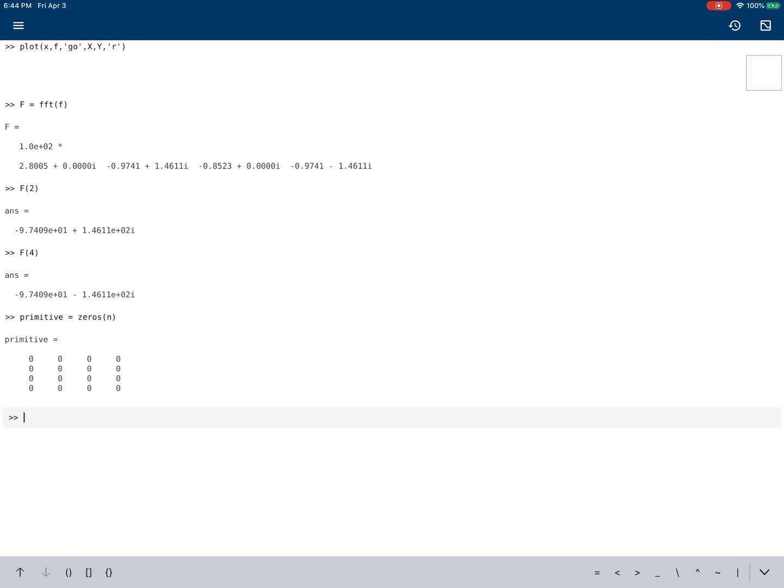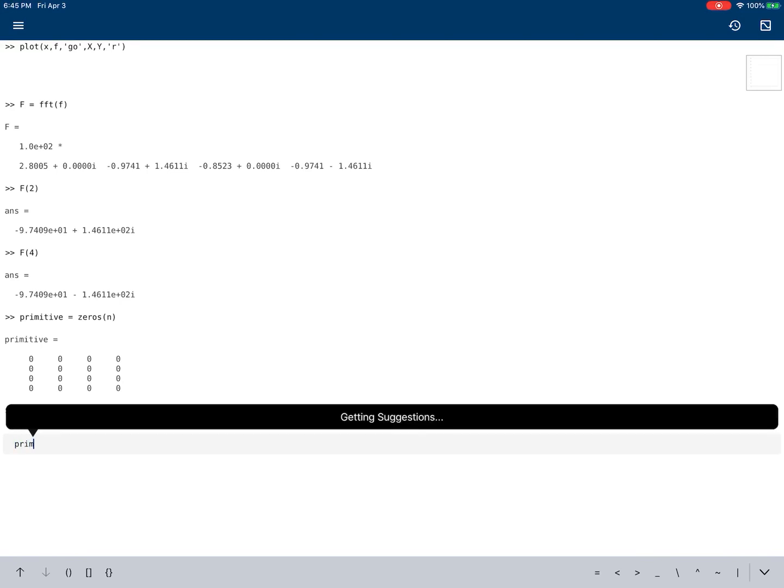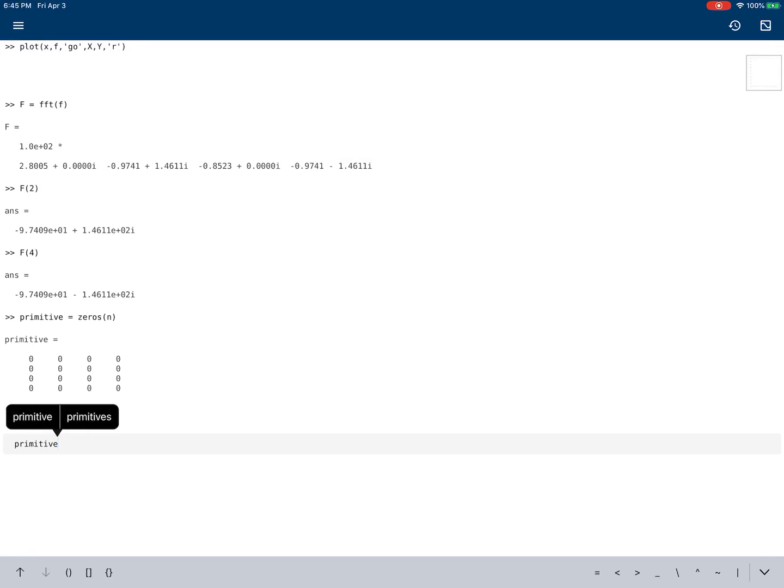Primitives, I'm going to set to be zeros, n by n. Or I could just say n and it'll create a square matrix of that size. But what we're going to do is run a nested for loop for double i, double j, and you're going to see particularly now why we need to use these double i's and double j's for our indexing variables, to distinguish them from the complex number i or j. So we're going to fill in this matrix. The ijth entry here is going to be the jth power of the ith root of unity.